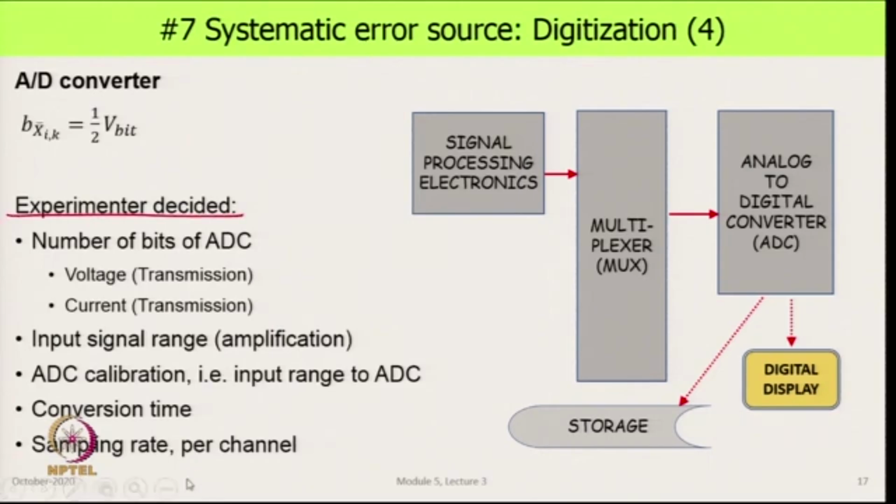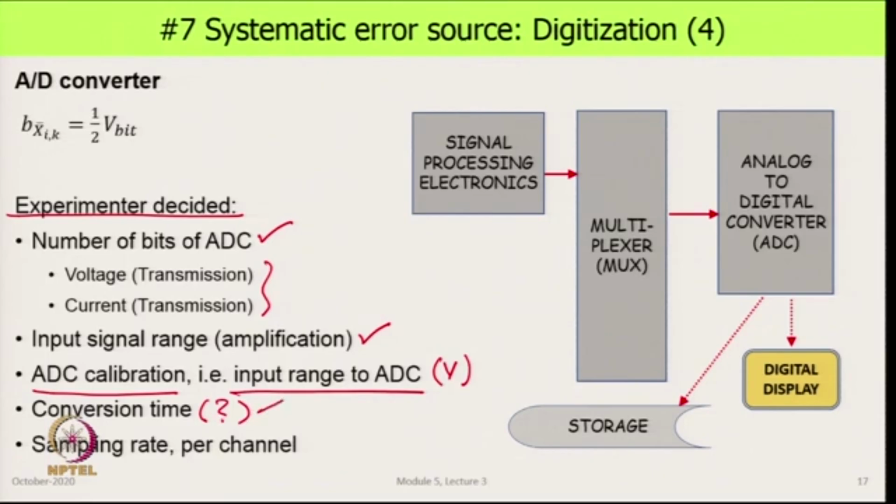The experimenter will decide the number of bits, whether we have voltage or current transmission, the input signal range that the A to D takes, what the instrument gives, and how much amplification we should do. The input signal to the A to D converter could be adjusted. This is called the A to D calibration, which is the input signal range to the AD converter, typically in volts. How fast it converts is that it takes a sample, does some electronics on it and puts a number. It may be in microseconds, but that is the question, how much time does it take?